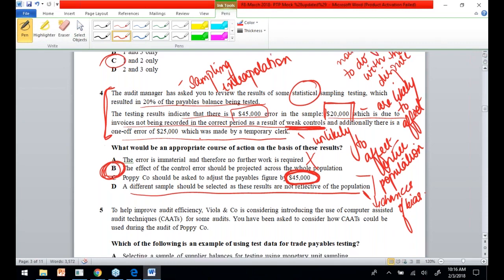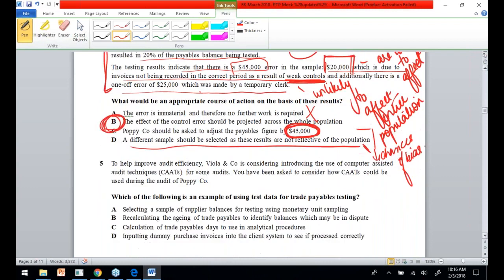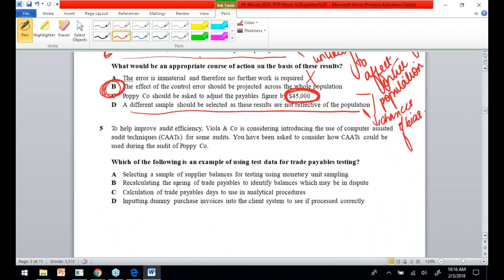Next. To help improve audit efficiency, Weiler and Company is considering introducing the use of computer-assisted audit techniques for some audits. You have been asked to consider how CATs can be used during the audit of Puppy Company. Which of the following is an example of using test data? Remember, here the keyword is test data for payables testing.